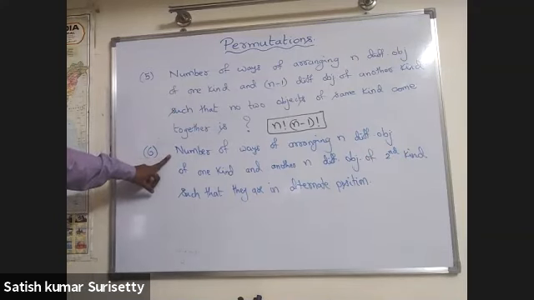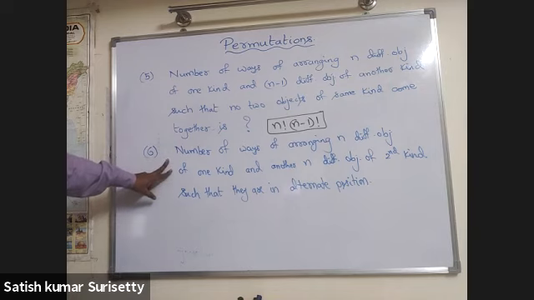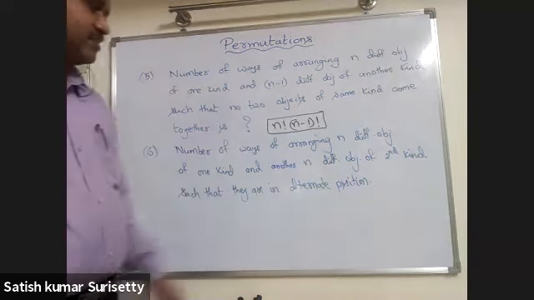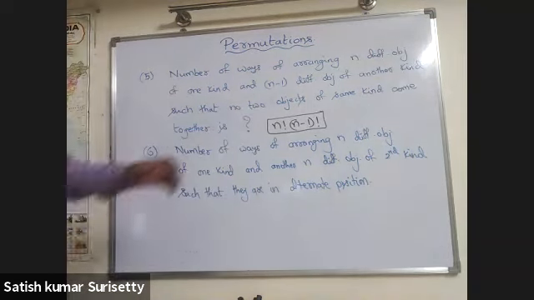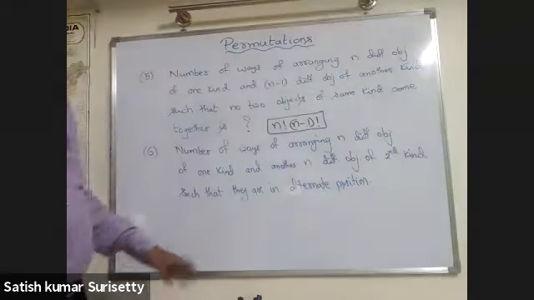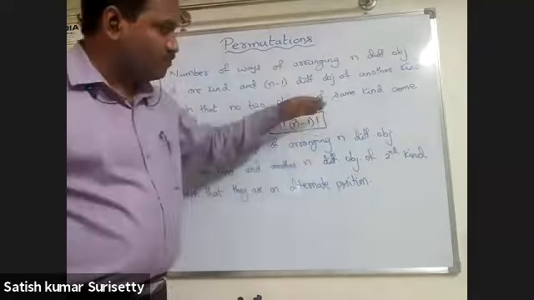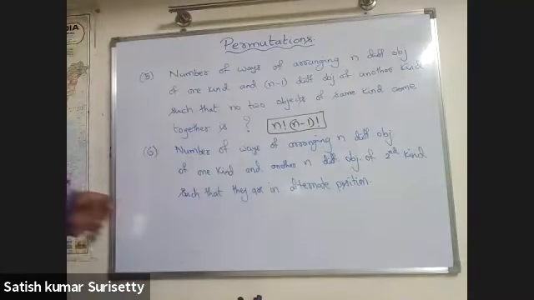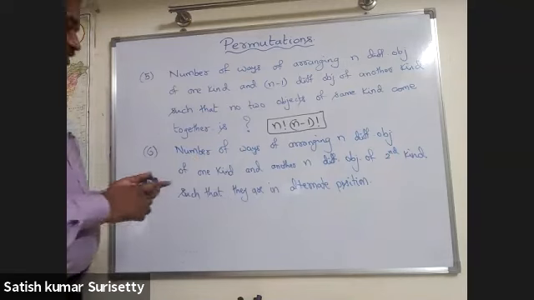Number of ways of arranging n different objects of one kind and another n different objects of the second kind, such that they are in alternate positions. So here also you can consider one kind of objects as boys and another kind as girls, but the number of boys and girls are the same, and they should be in alternate positions. So what's the answer?